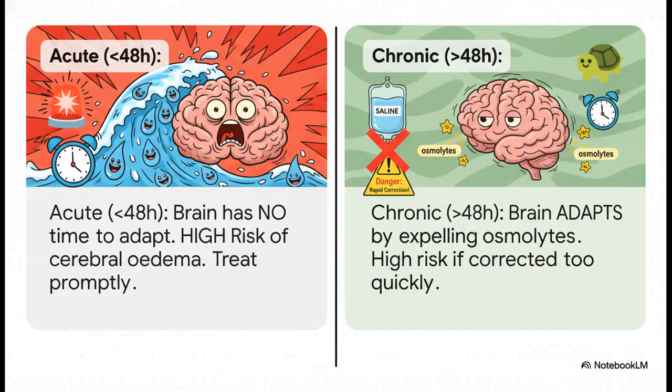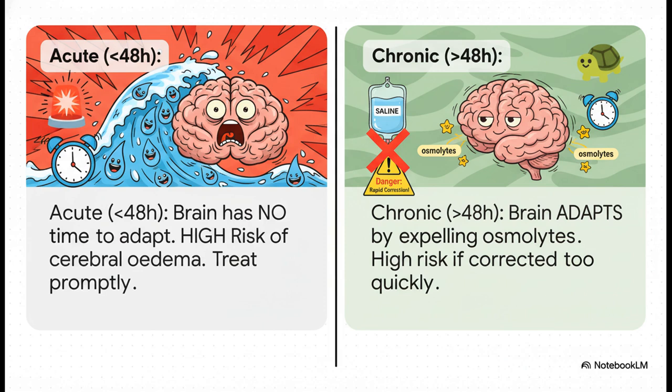Now we're getting to what is probably the single most important distinction in all of this: acute versus chronic hyponatremia. The magic number is 48 hours. If the sodium has dropped in less than 48 hours, it's acute. This is bad because the brain has had zero time to adapt to that osmotic shift. The risk of that dangerous cerebral edema is incredibly high, and you have to treat it promptly.